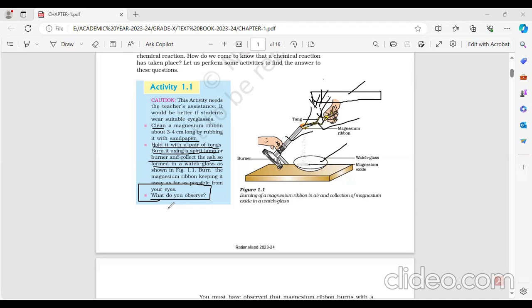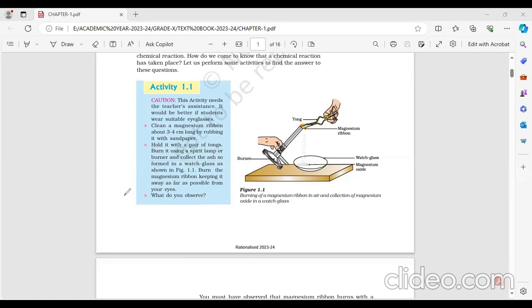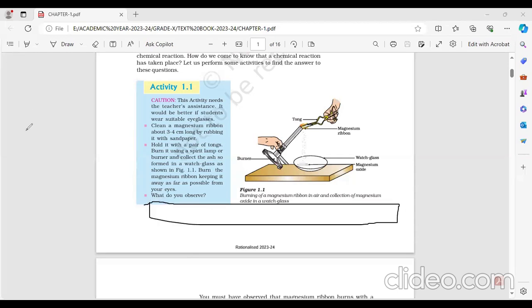He's asking, what do you observe? Tell me, any idea? No, we do not get any idea because we did not do the activity. So when we do the activity, what do we observe? That I am going to write here. You also please note down the same here, because you have the space provided. Note down whatever changes we observe.